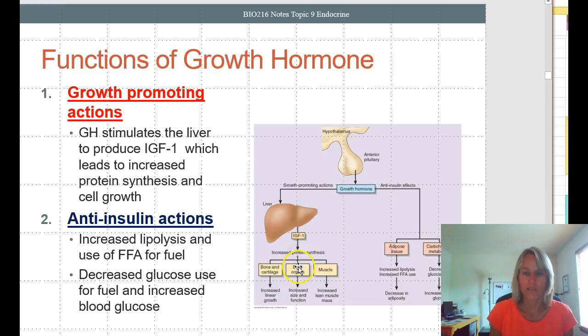It's going to cause an increase in protein synthesis in body organs. So that's going to lead to increased size and function. And it also acts on the muscles to lead to an increase in lean muscle mass.